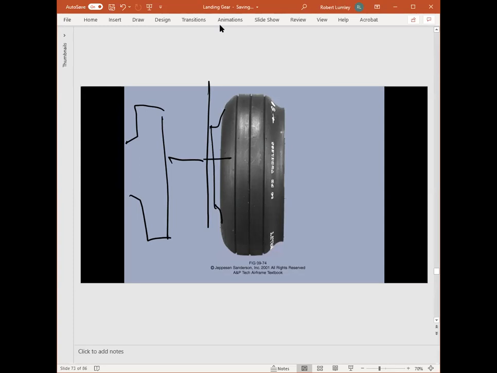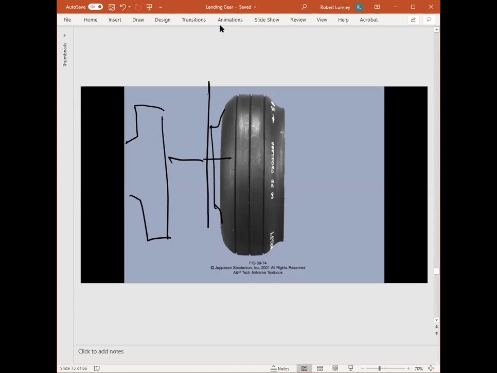Are we good there? Is a nose wheel tire the only one that's going to have a chine? I know I asked you why the other ones didn't before. Main wheels can also have chines. It's all dependent upon the configuration and whether the engineers have decided that the aircraft requires chines or not.